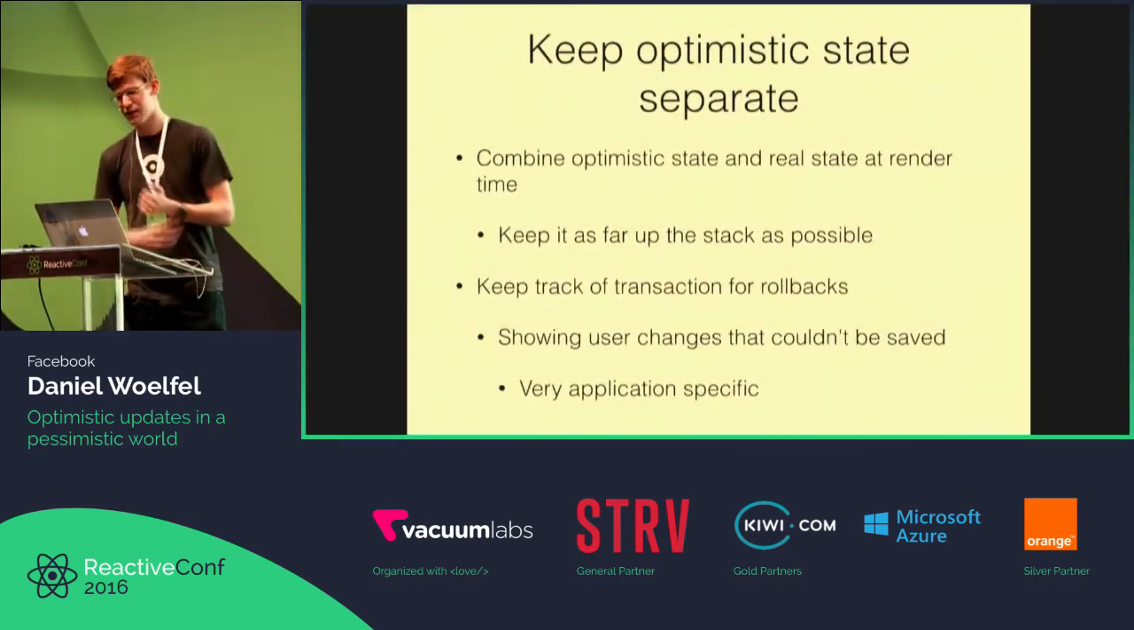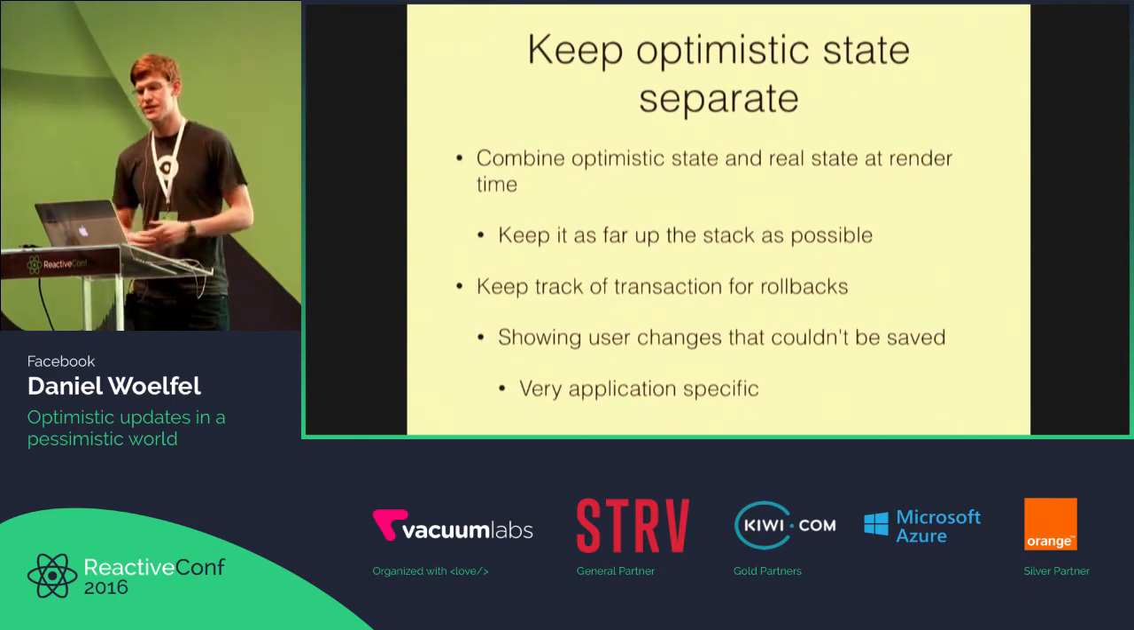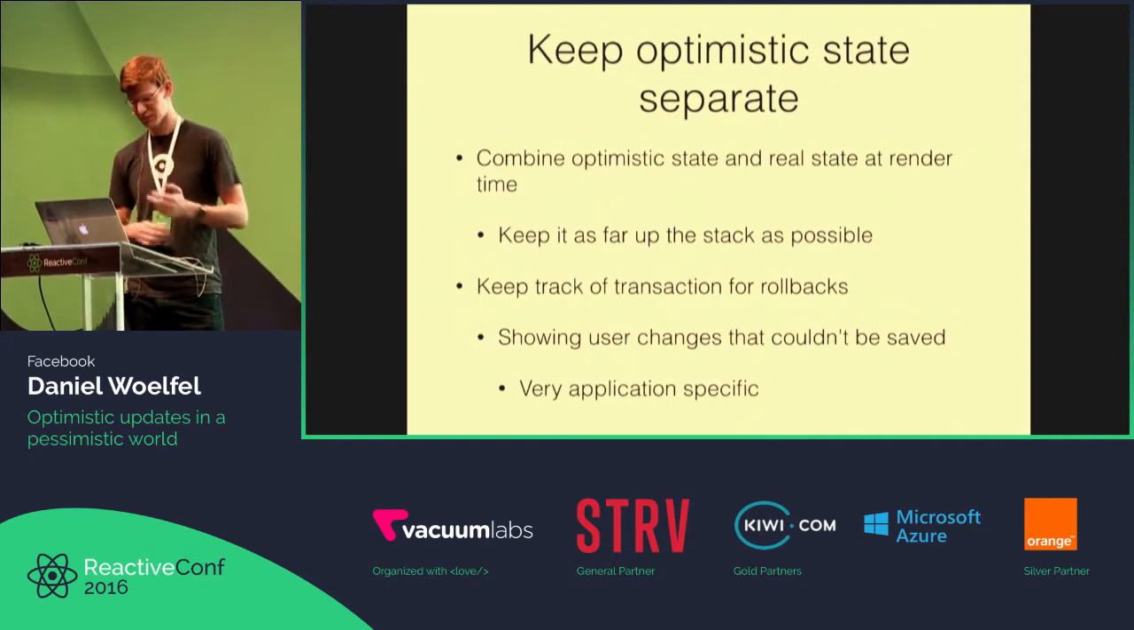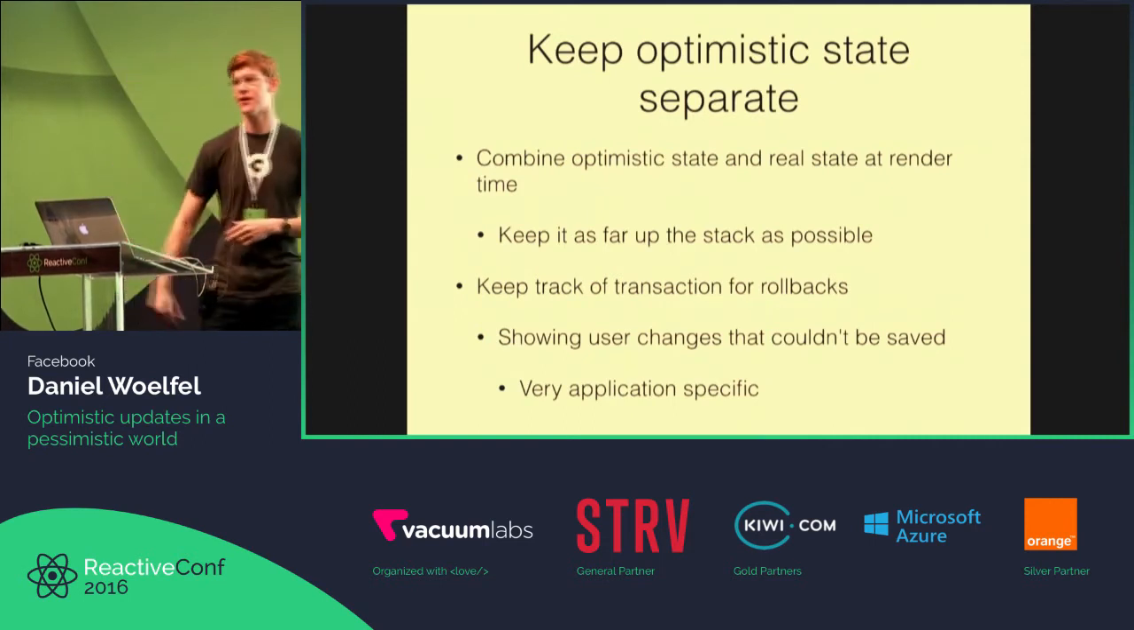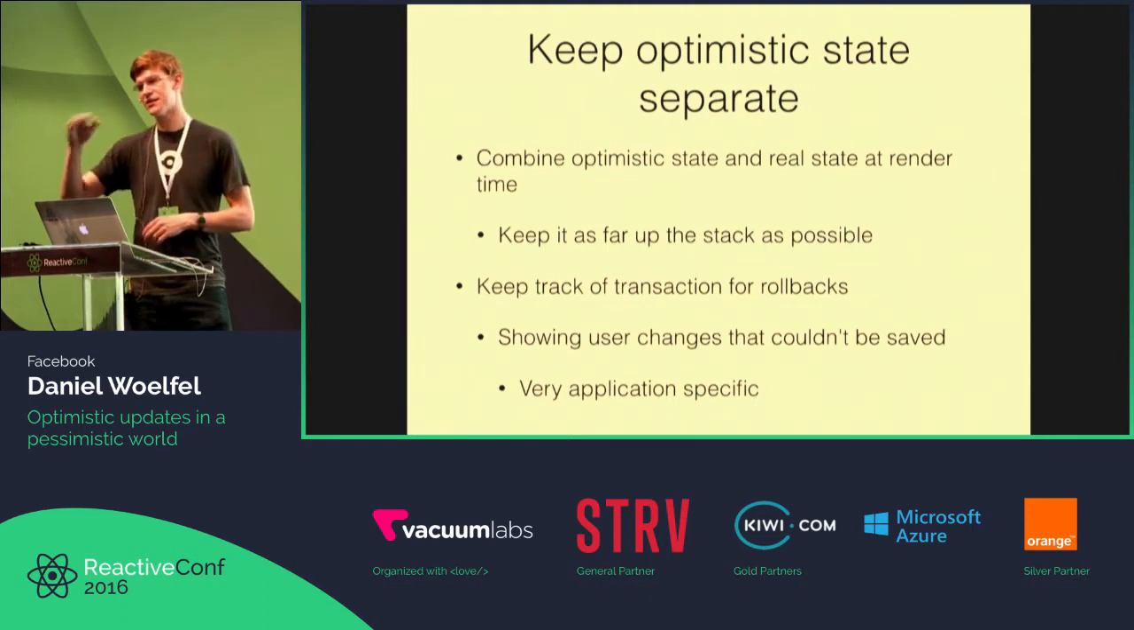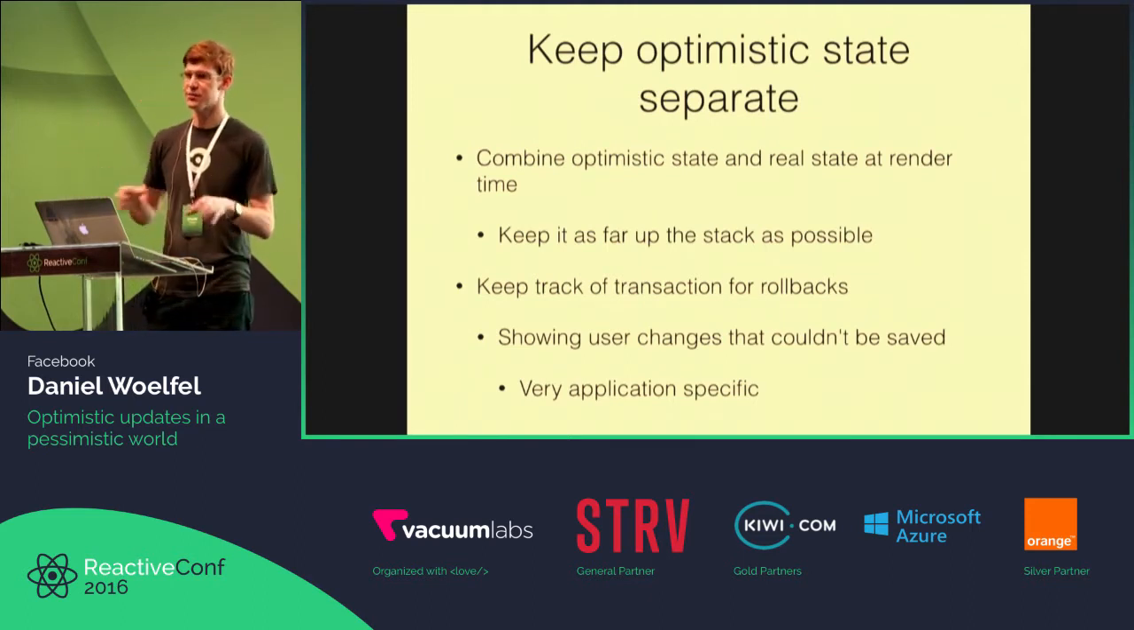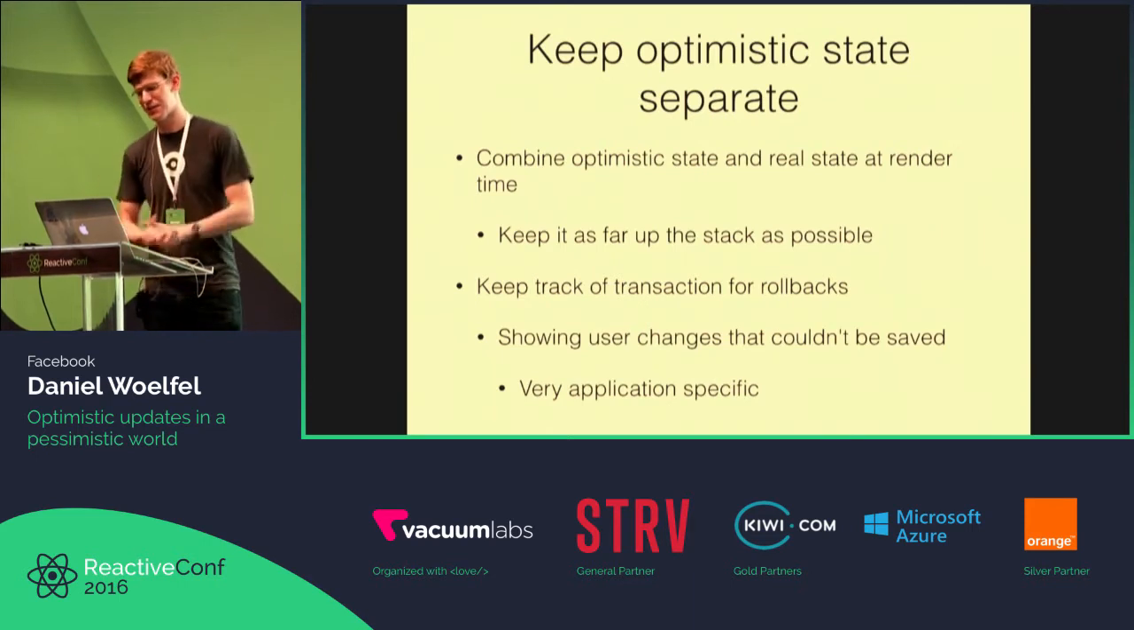Okay, so there are a couple of properties that we're going to want here. We want to be able to combine the optimistic state and the real state at render time. And we also want to keep this as far up the stack as possible. We don't want to have to deal with it in every single component, combining all the states, or else we're going to end up with bugs. It's a lot of stuff to keep track of.